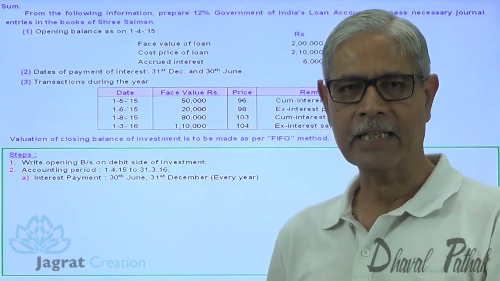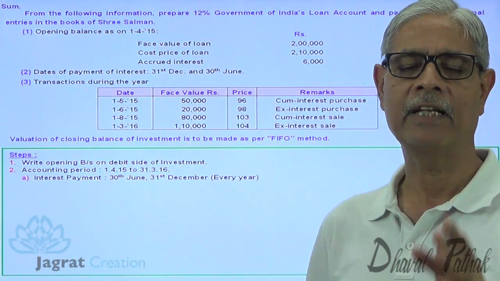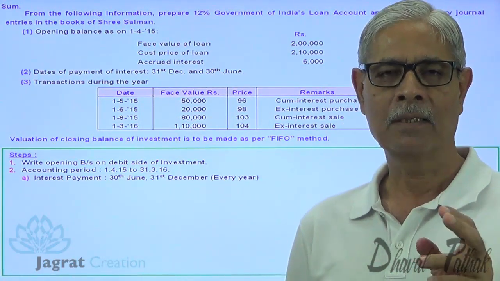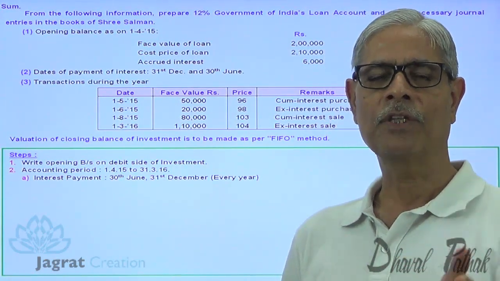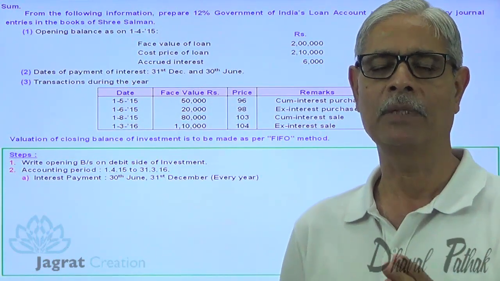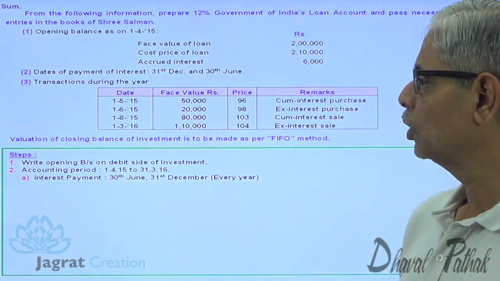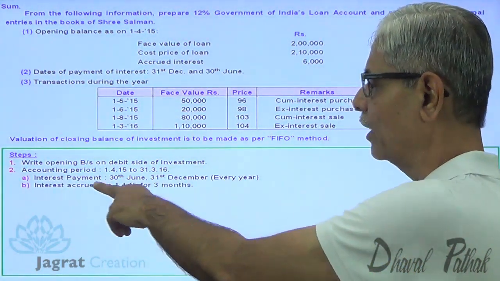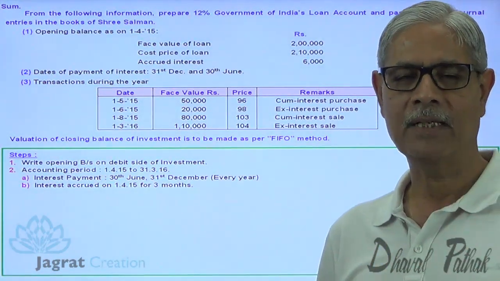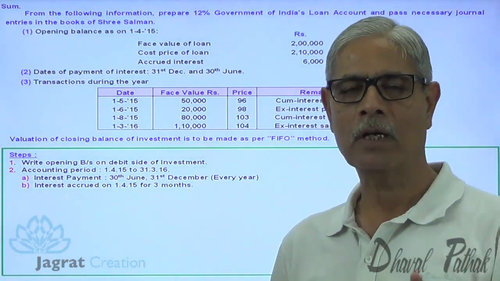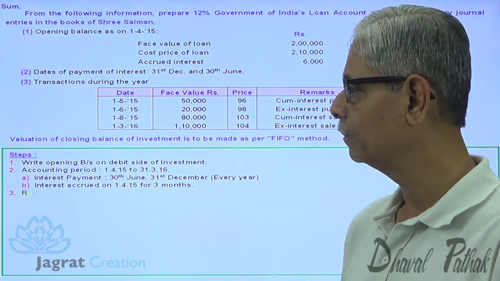Next, on 30th June 2015, I am going to receive interest for 6 months. But out of this 6 months interest, 3 months interest pertains to the previous year. That is identified as accrued interest at the beginning of the year. And that accrued interest is transferred to interest account at the beginning of the year. So, interest accrued on 1/4/2015 is for 3 months. So, on 2 lakhs at the rate of 12%, for 3 months, interest has already accrued, and that will be transferred to interest account at the beginning of the year.